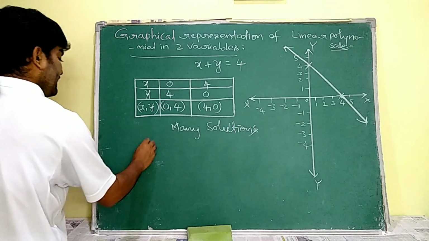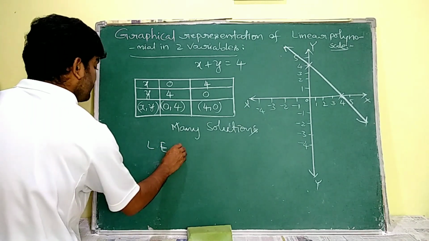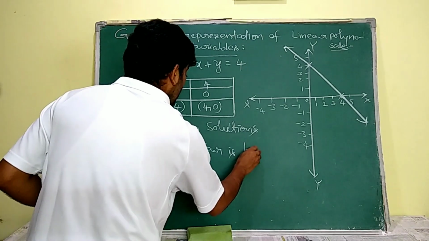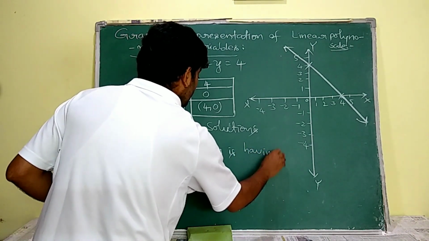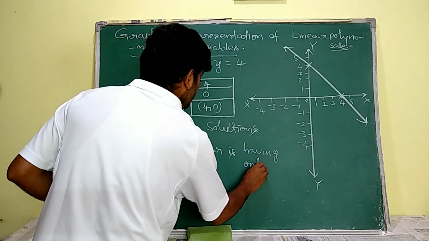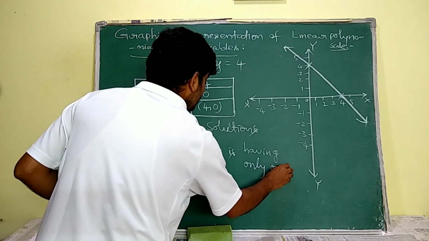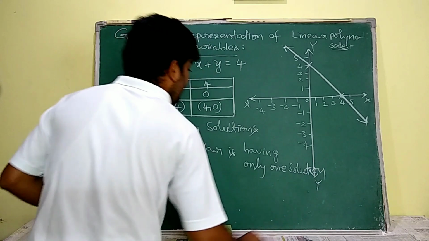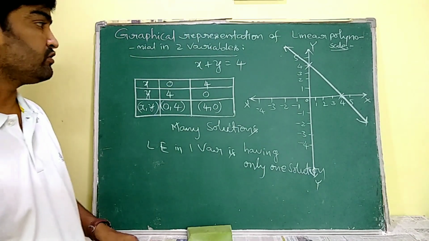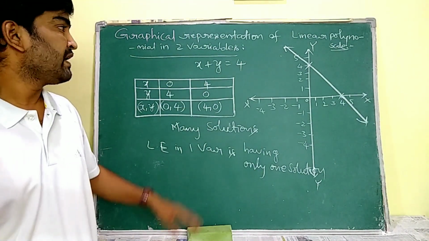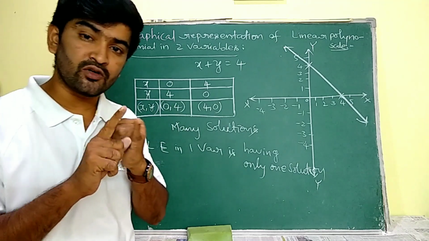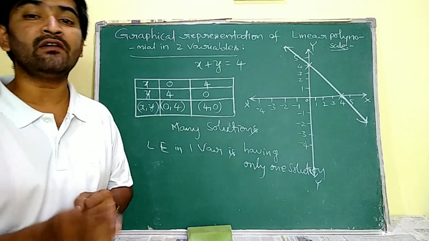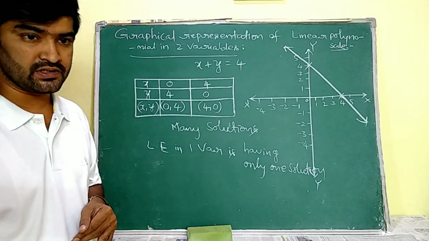But a linear equation in one variable is having only one solution, that is a unique solution. Now this is the important thing you have to remember. A linear equation in one variable is going to have one solution. A linear equation in 2 variables is going to have infinitely many solutions.